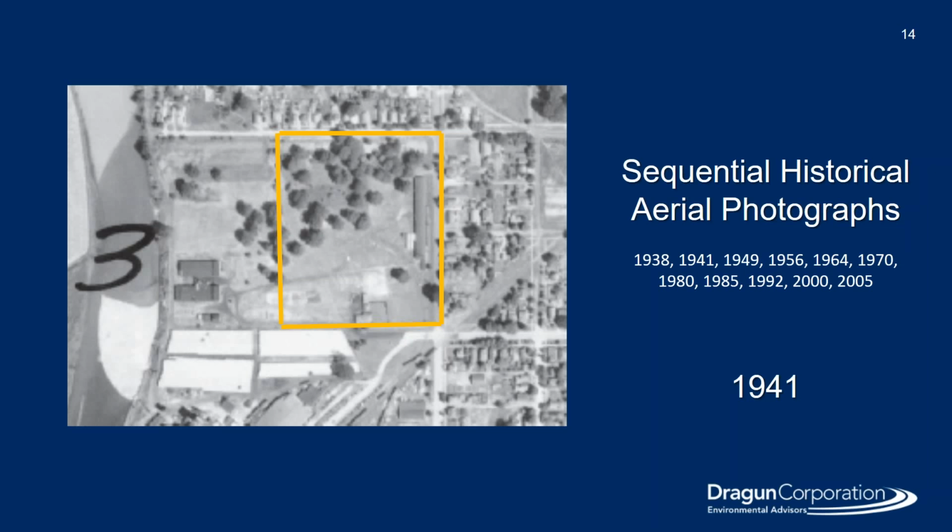For this particular site, we were able to get 11 aerial photos ranging from 1938 through 2005. And I've pulled a few of these so we can look at them and see how the site develops over time. This is a 1941 aerial of a site, which is outlined in yellow there. And this aerial does not necessarily show anything striking, but does show some structures on the site. And although not overly clear, it appears that there's residential property abutting the site.